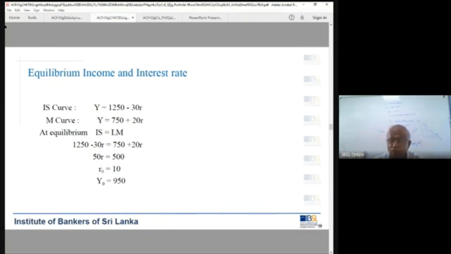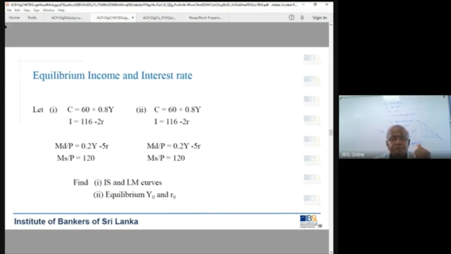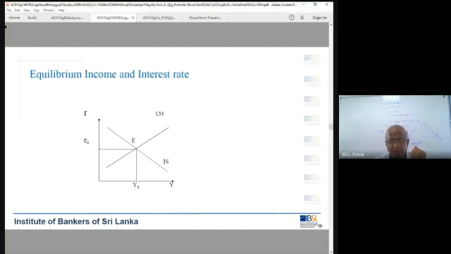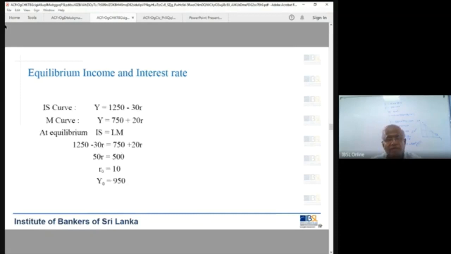Equilibrium. At equilibrium, IS equals LM. 1250 minus 30r equals 750 plus 20r. 50r equals 500, r equals 10. If you substitute 10 into one of these equations, you get Y naught 950. In that case, you can say r naught is 10%, Y naught is 950. 10%, 950. How do you derive? IS curve and LM curve.